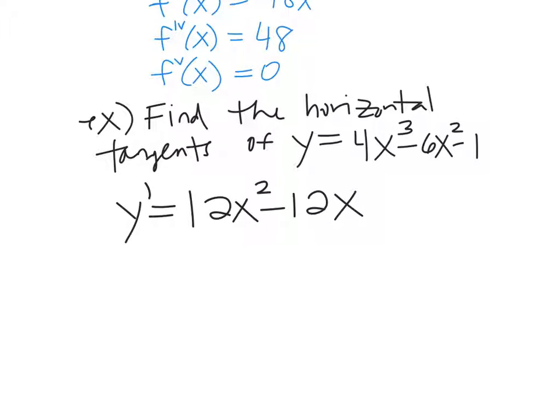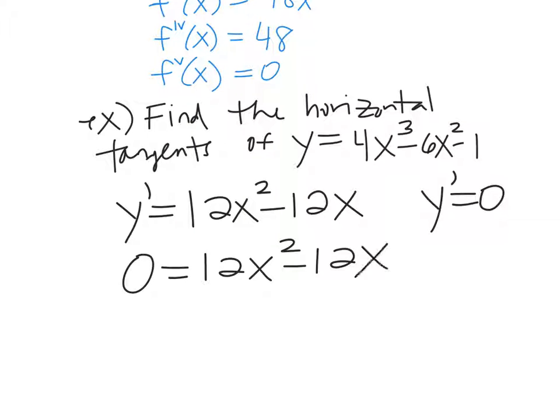Okay? So bring the 3 down. 3 times 4 is 12. Subtract 1 off. 2, subtract 1 off. We're good. Now, horizontal tangents means that the slope is what? 0. So we're going to set the slope, which is y prime, equal to 0 and find out what our x values are. So 0 equals 12x squared minus 12x.